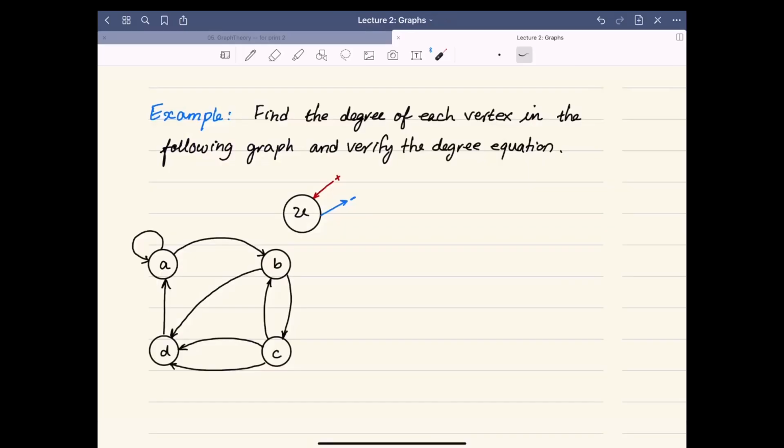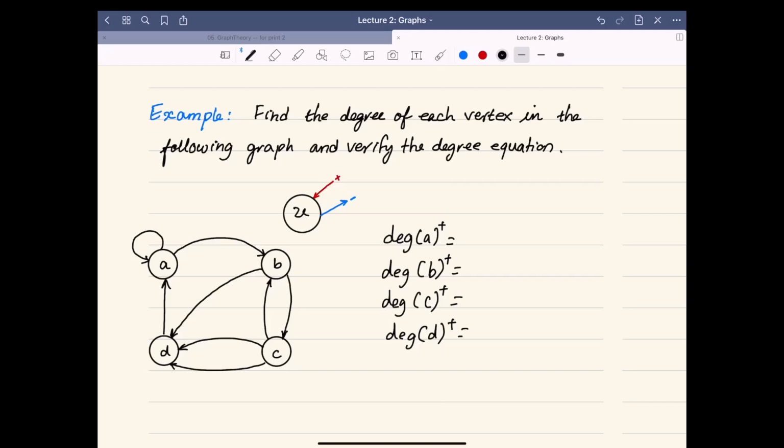Now for a directed graph. This is a picture, just to remind you that in degree is a plus and out degree is a minus. And we would like to find the degree for each of these, for in and for out. So for the first vertex, which is A, we need to find degree of A plus, we need to find degree of B plus, we need to find degree of C plus, and we would like to find degree of D plus. Remember that the plus means in arrows.